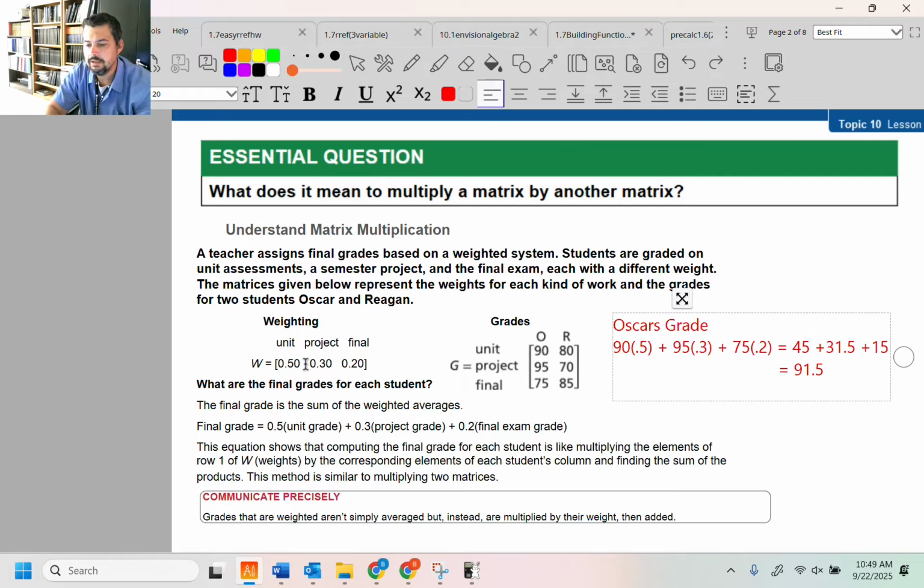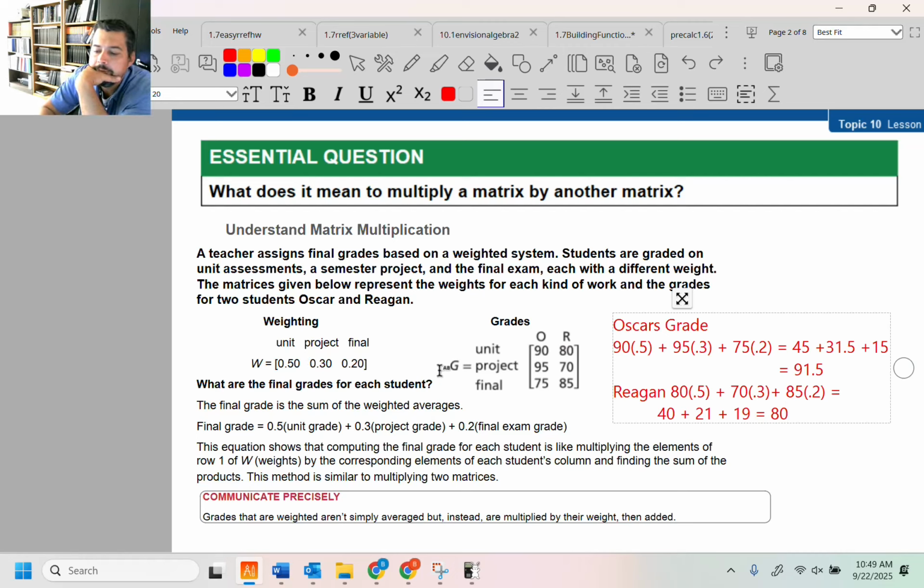Now, let's do Reagan's grades. All right. We have 50% of an 80, so 80 times 0.5, plus 30% of a 70, plus 20% of an 85. So that's going to give us 40 plus 21 plus 19. 61, which is an 80. An 80 on the money. So even though Reagan did a lot better on the final, because of the weighting on the other things, her grade's actually lower than Oscar's. Bad grading skill, if you ask me.